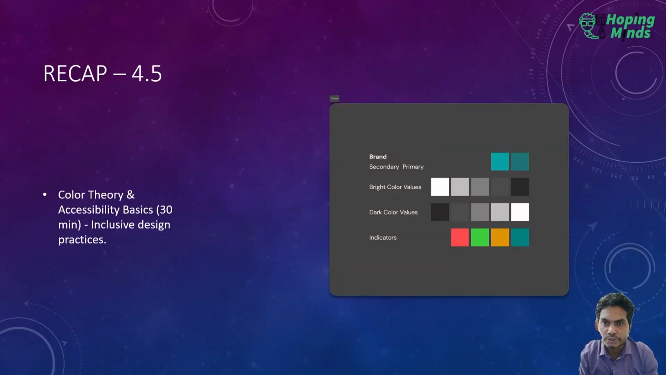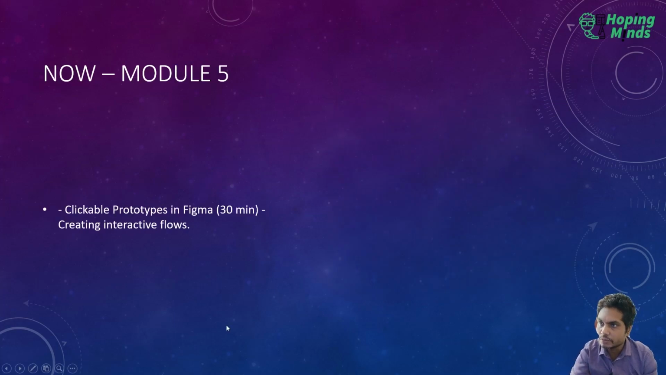Hi guys, welcome to the UX training and we are at module 5. We are going to learn module 5.1, which is about clickable prototype in Figma and creating interactive flow within those prototypes. And before we dive into that, let's do a quick recap.